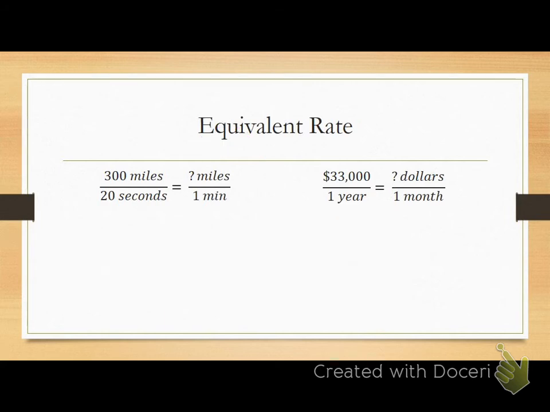All right, so now let's do the next one, $33,000 in 1 year. So again, we start with the first ratio, $33,000 in 1 year.